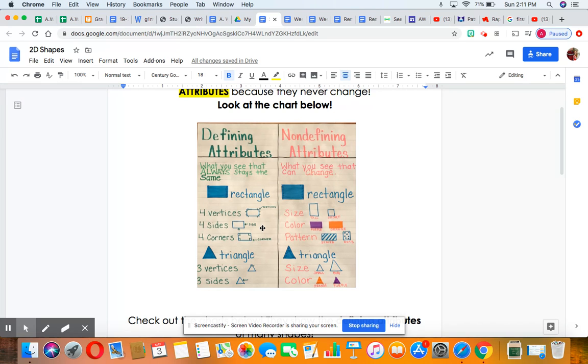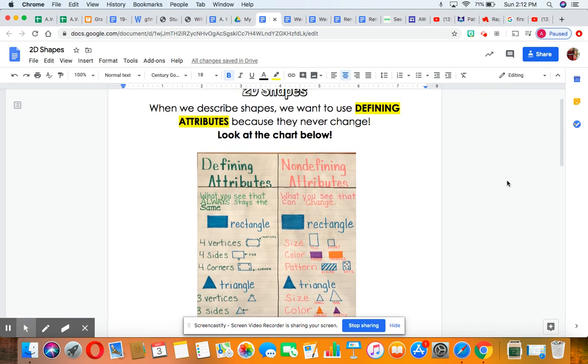So when we describe rectangles using defining attributes, we're describing it based on things that do not change. If I were to say that rectangles are always purple, that would not be true. That's because color is non-defining. A rectangle can be any color, and as long as it has 4 sides and 4 corners and opposite sides that are equal length, it's still a rectangle. The same thing with a triangle. As long as it's a flat shape with 3 straight sides, it is a triangle. It doesn't matter what color it is or what size it is.